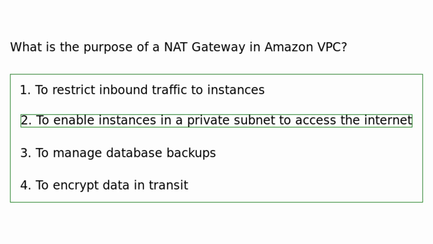A NAT gateway in Amazon VPC allows instances in a private subnet to initiate outbound traffic to the Internet while preventing unsolicited inbound traffic from reaching those instances.